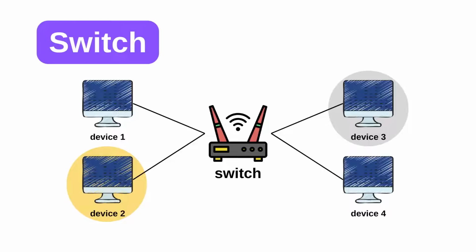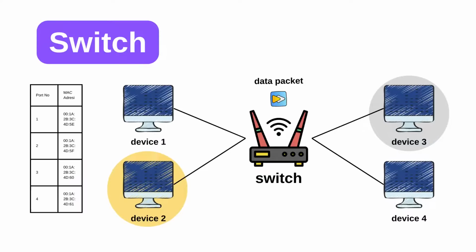Now devices number 2 and 3 are trying to communicate. The data packet has reached the switch. The switch checked the table and determined which device the data should be forwarded to. The switch forwarded the data packet only to device number 3.